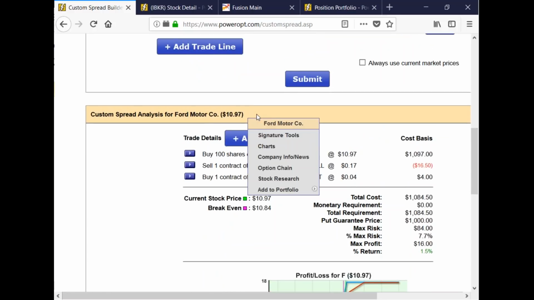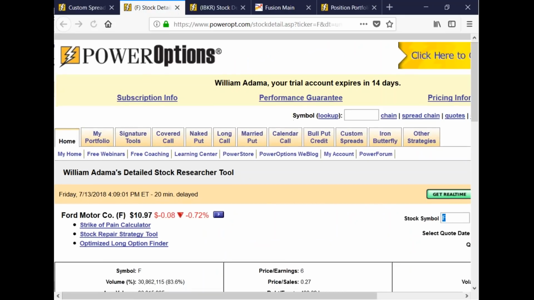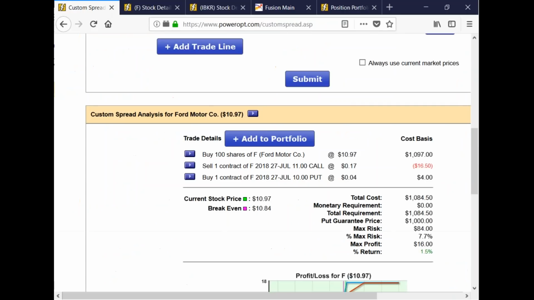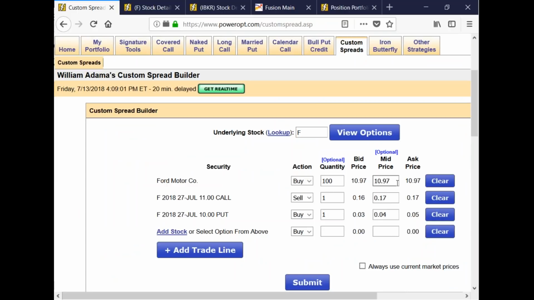I don't know Ford's dividend, so what do I do now? I'm going to go to stock research. Coming up on 7/25. Oh, sorry, that's the wrong one. Last dividend was 15 cents. Okay, so assume we'll get about that price. So it should be coming up on 7/19, roughly. Rajiv says 10 days, so it's coming up in that time frame. So I'm going to take 15 cents off of my stock price. All right, so 10.97. That drops us down to 10.82.